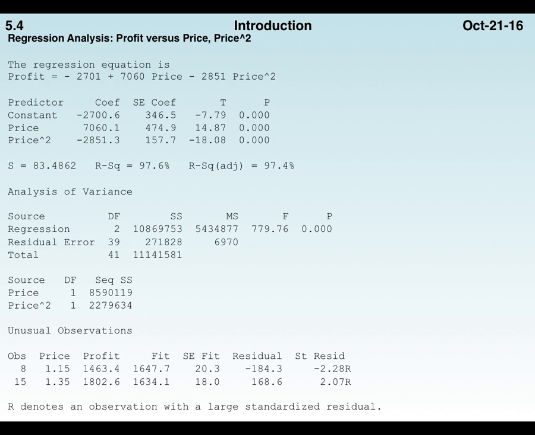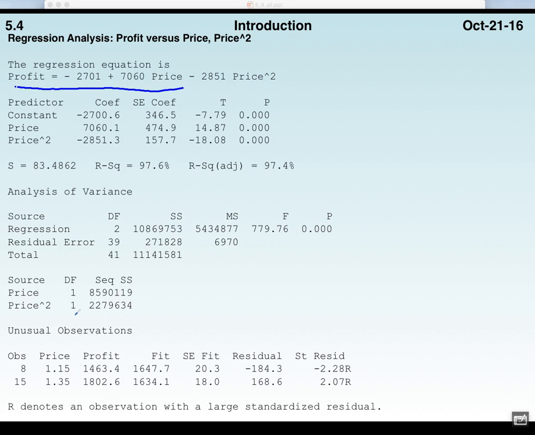Okay, this is on the next page. So this is on page 20. This is a different type of output, but it's read very similarly. You see this equation at the top? What is different is that you have an x now, which is price, and then you have x squared, price squared. So this is polynomial regression. They fit a quadratic to the data.